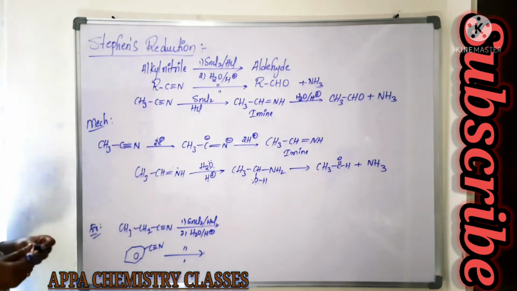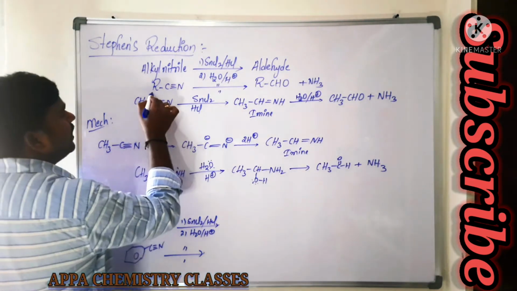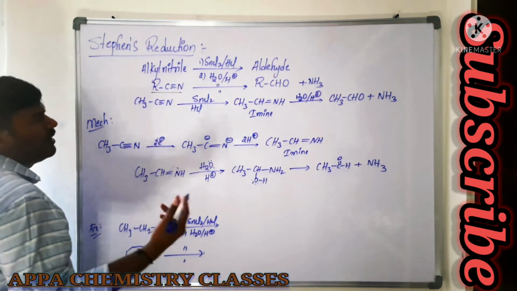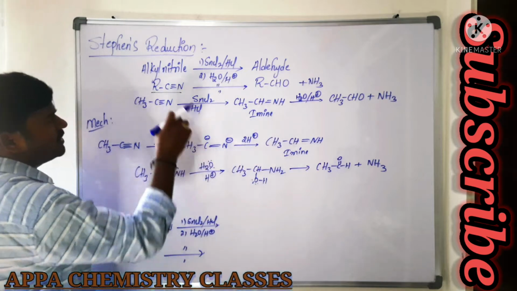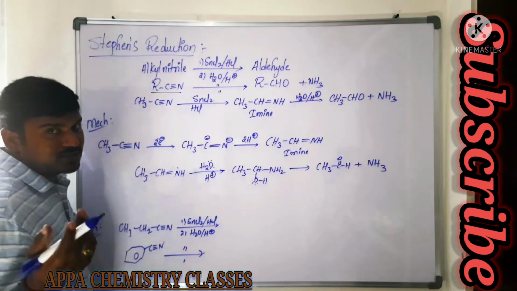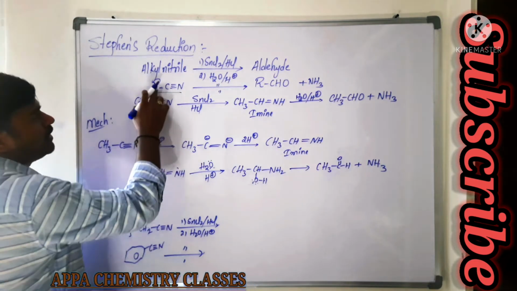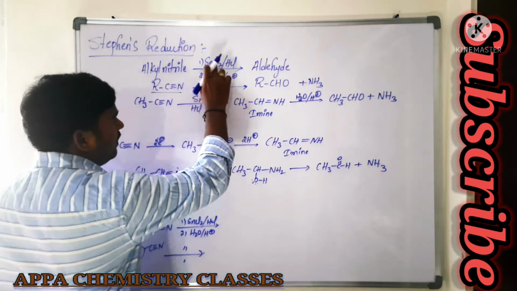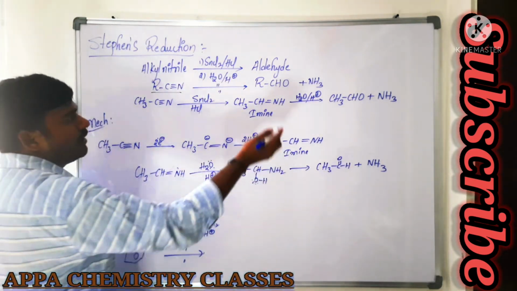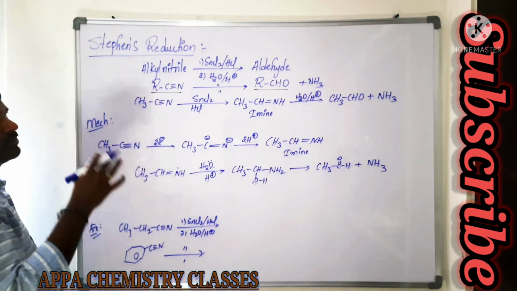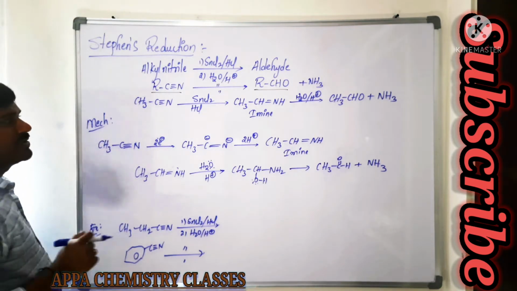Now we had taken the alkyl cyanide. In terms of IUPAC name, if you are giving the name, we have to use alkyl nitrile, because for cyanide, what is the suffix we will use? Nitrile. Okay? So alkyl nitrile. That alkyl nitrile on reaction with stannous chloride gives the aldehyde as the product. Only aldehyde can be prepared by using this Stephen's reduction.